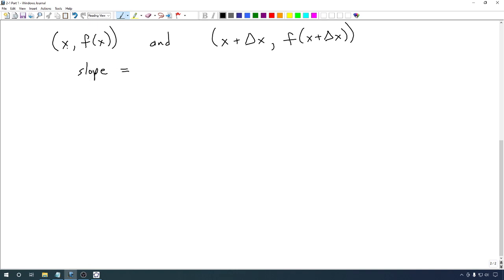Our slope is a difference in our y values. Our y values here are f of x and f of x plus delta x. I'm going to put the f of x plus delta x first, because it's kind of standard to do so. So that's the difference in our y values. Our x values are x and x plus delta x. I do need to make sure I put them in the same order, so since I put f of x plus delta x first, I need to put x plus delta x first here.